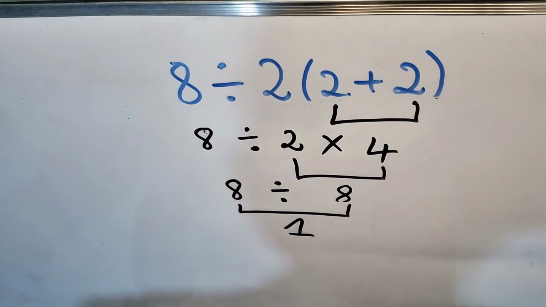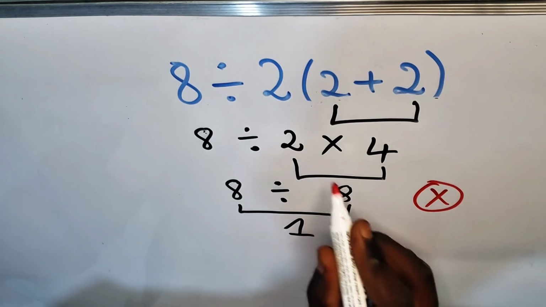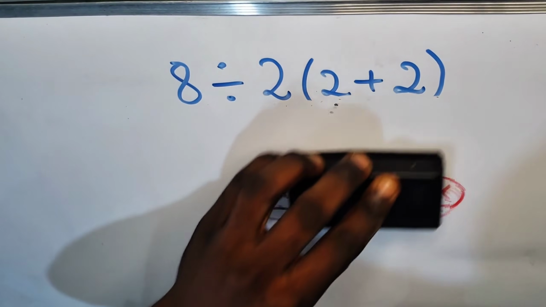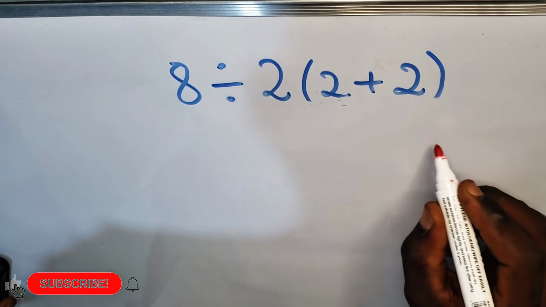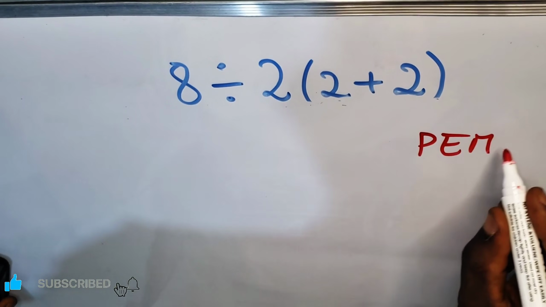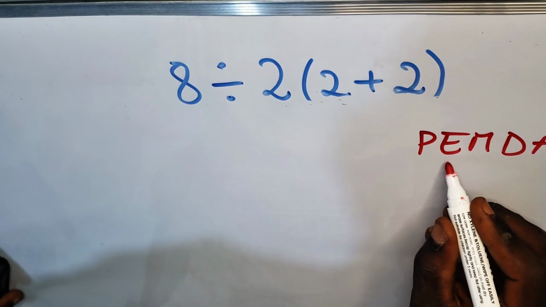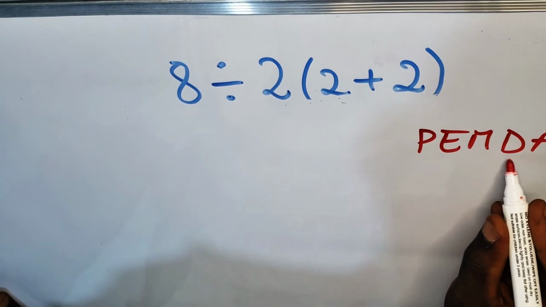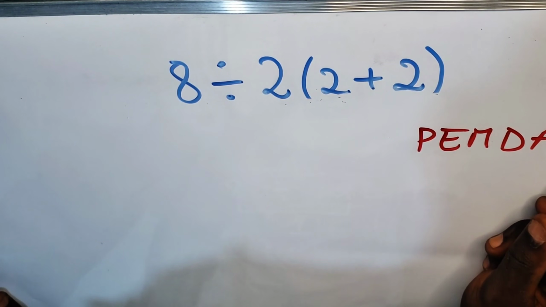This is what many people are going to do, but this method is incorrect. So we're going to erase this and we're going to take the good method. To solve a problem like this one, we have to use the order of operations called PEMDAS. P stands for parentheses, E stands for exponent, M stands for multiplication, D stands for division, A stands for addition, and S stands for subtraction.